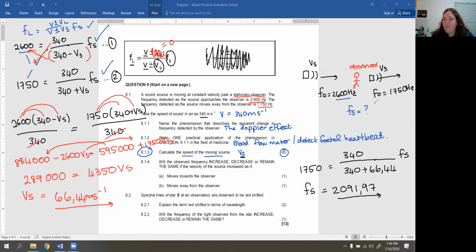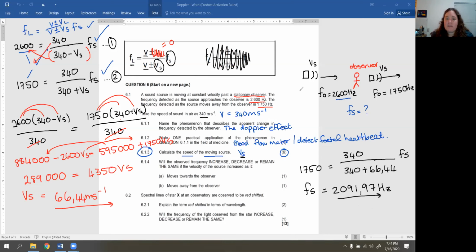If you did the average of these two, 2,600 plus 1,750, and you divided it by 2, the average would have been 2,175 hertz. Can you see that although the true frequency lies between these two, it does not lie in the middle? So please, that is a very important thing to do.